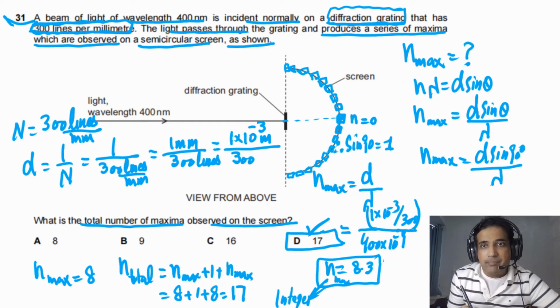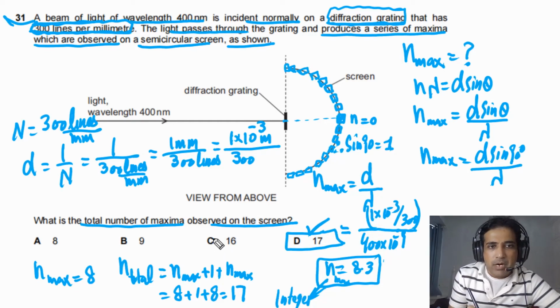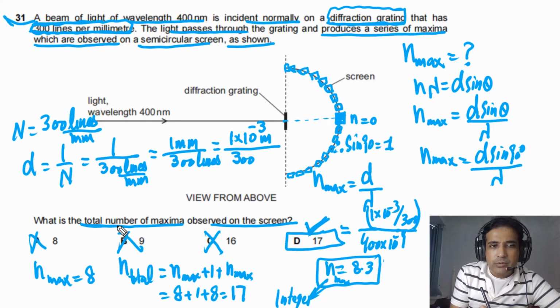In the exam, most of the students mark C, but C is wrong because they didn't include the center maxima. So C was a wrong answer. A is also a wrong answer, so this is equal to n max, and B is also wrong. So D is the right answer. The question is asking you to calculate the total number of maxima. So the answer is D.